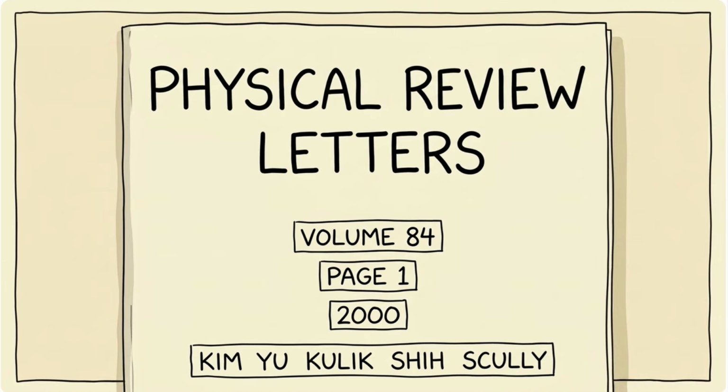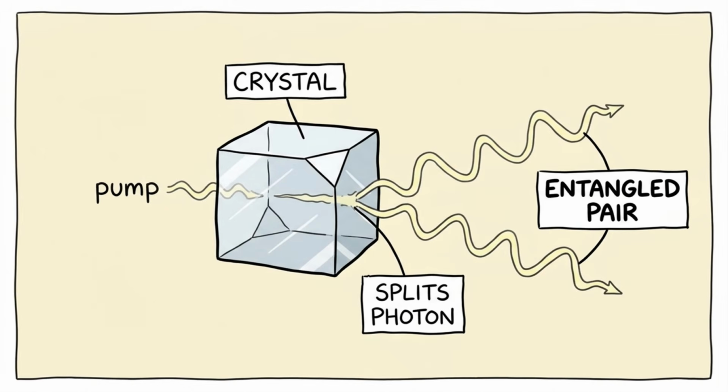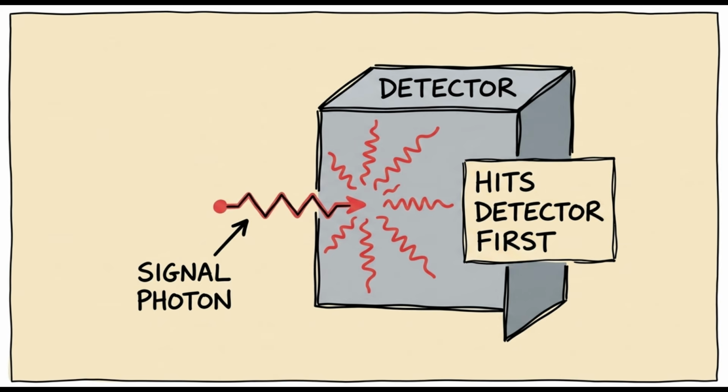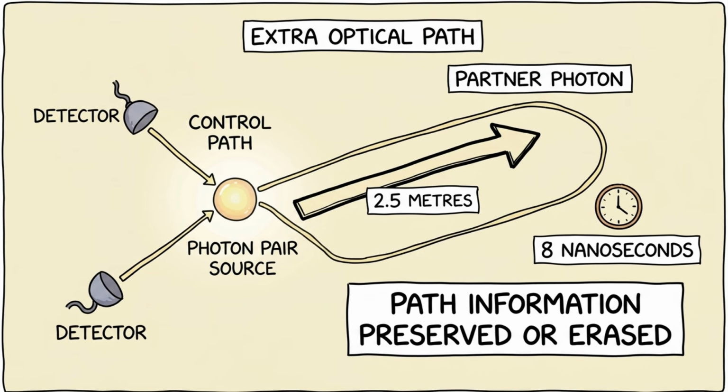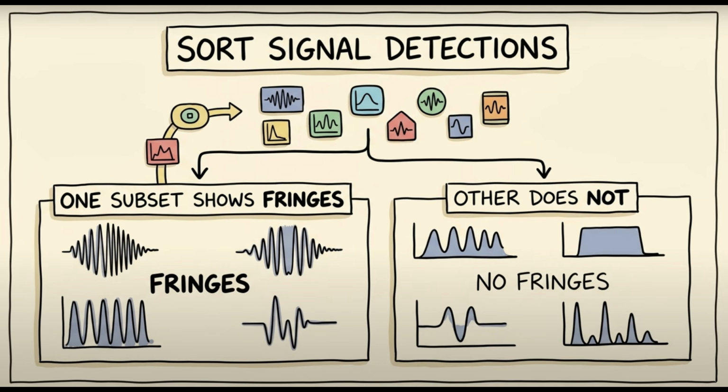Yoon-Ho Kim, Rong Yu, Sergei Kulik, Yanhua Shi, and Scully published the experiment in Physical Review Letters, Volume 84, page 1, in the year 2000. A crystal splits each photon into an entangled pair. The signal photon hits its detector first. Its partner travels an extra optical path of roughly 2.5 meters, about 8 nanoseconds of delay, before its own path information is either preserved or erased. Sort the already recorded signal detections according to what happened to the partner afterwards, and one subset shows interference fringes while the other does not.